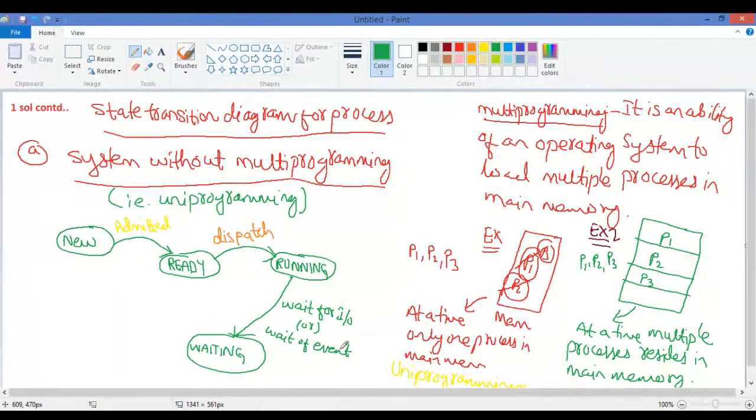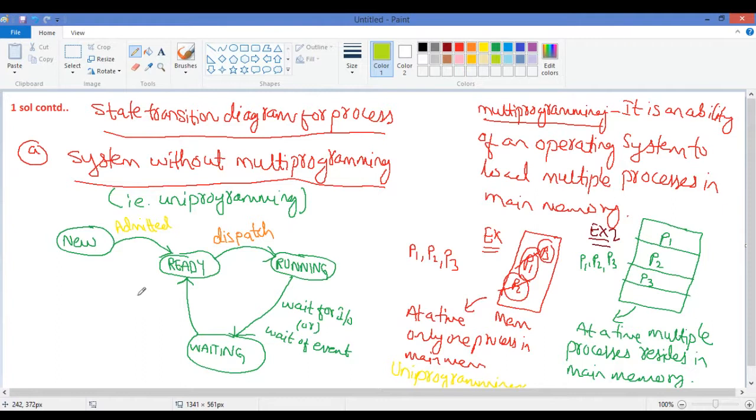Now, for example, the program is running and you are asked to enter the number and you have given the number. After giving the number, from waiting it will not go directly to running, okay? Because the CPU is busy running other processes. So again it has to come into the queue. So from waiting it will go to ready.